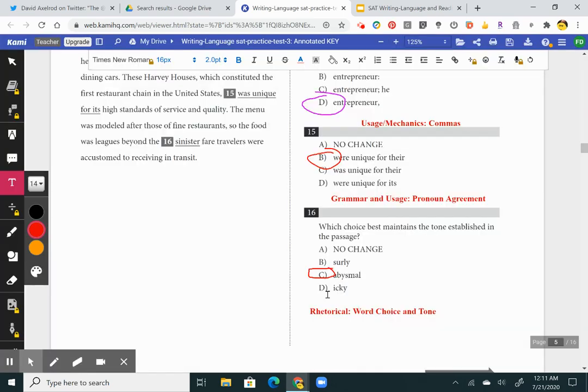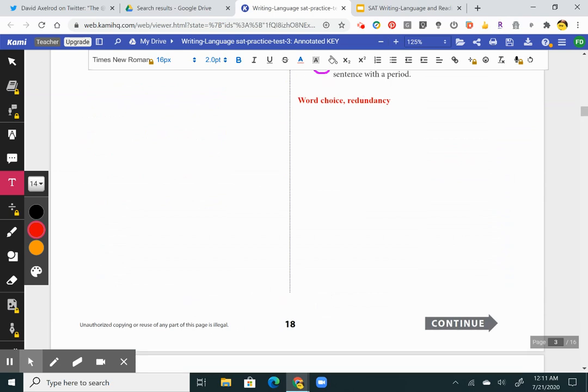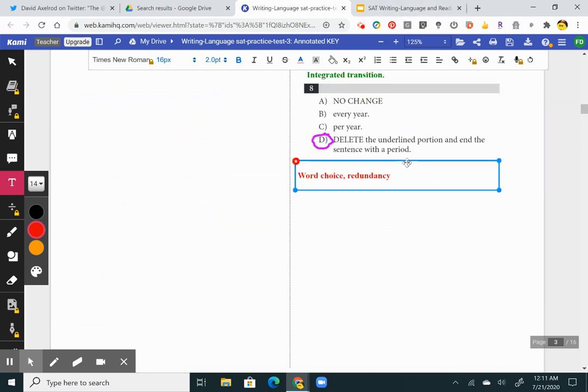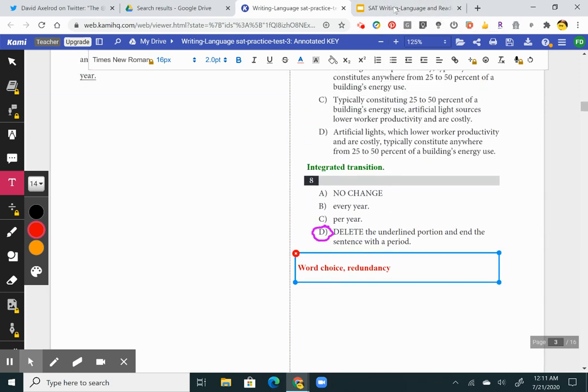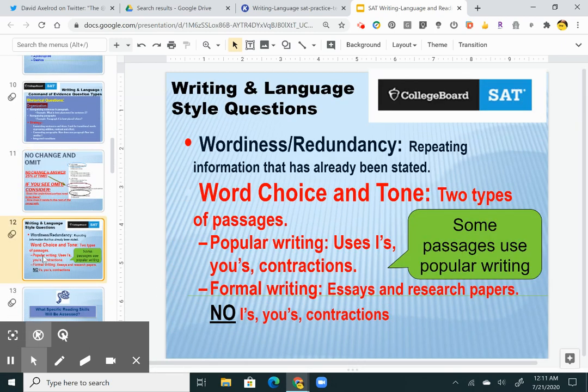So maybe they're indicating something with conciseness. If they're asking you to omit something, they don't delete the underlying portion and end the sentence with a period. In fact, it's the answer. So sometimes they're asking you a word choice or redundancy question in that situation. If they're asking you to omit something or delete, same thing. So wordiness and redundancy is a big part of this.